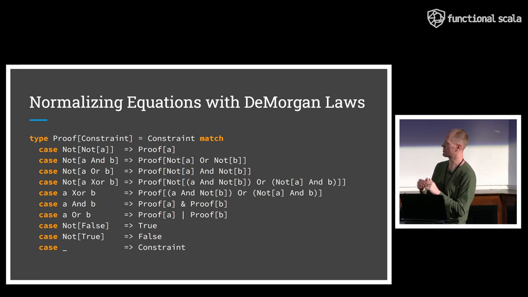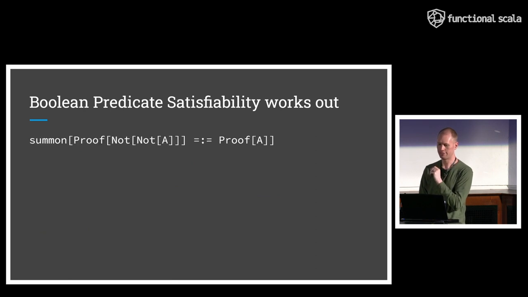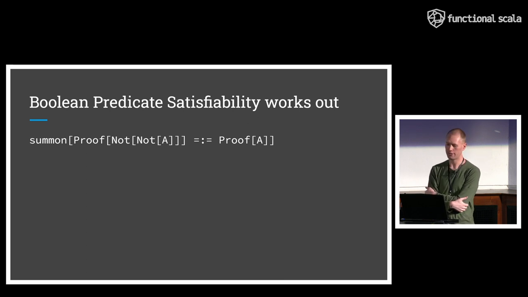And when you have just these terms, it's easy to pick apart, and the compiler will join together the ones that are alike. And it lets you do stuff like Boolean satisfiability. So for example, if you just try to summon a proof that not not A is equal to A, then that'll work out, and your compiler knows that.